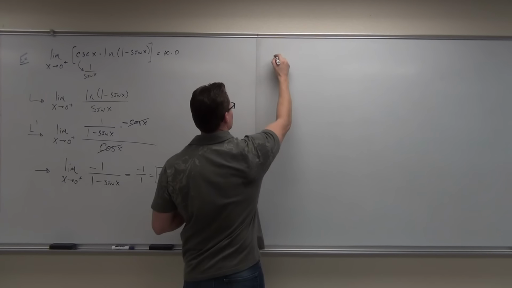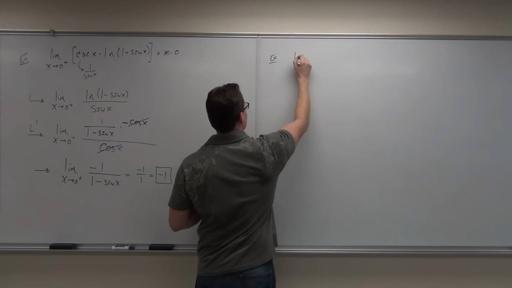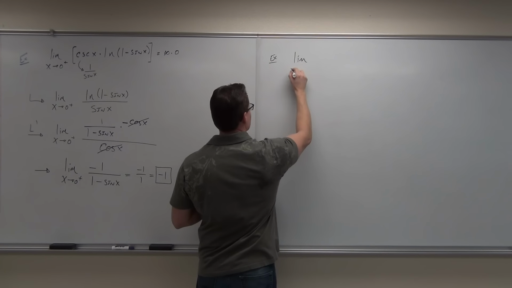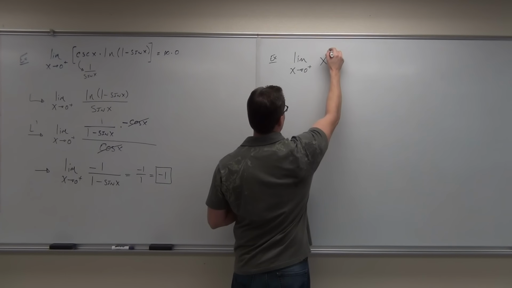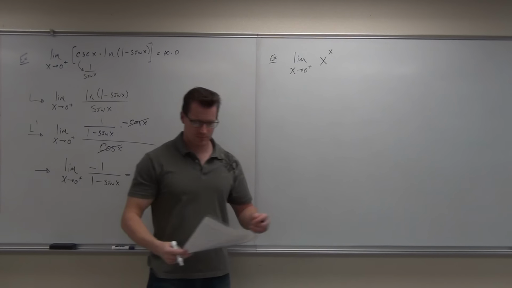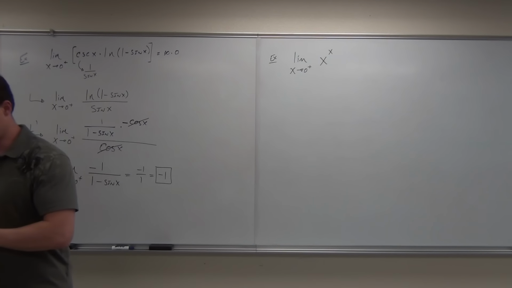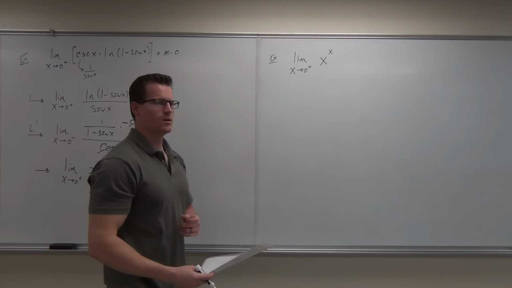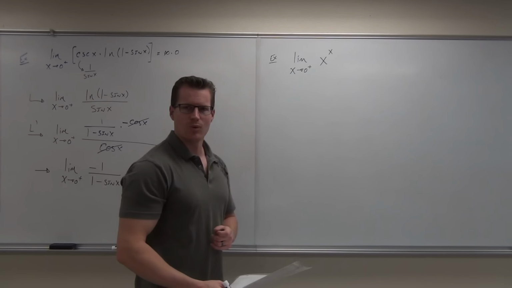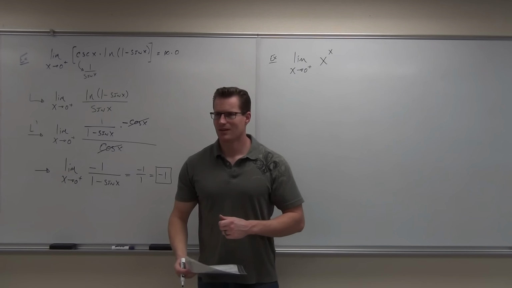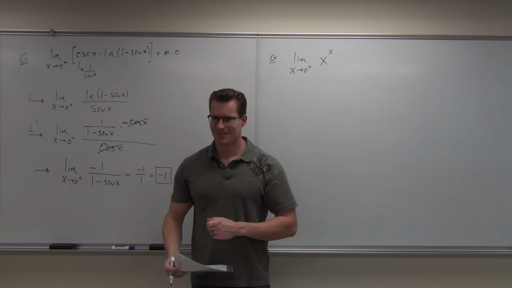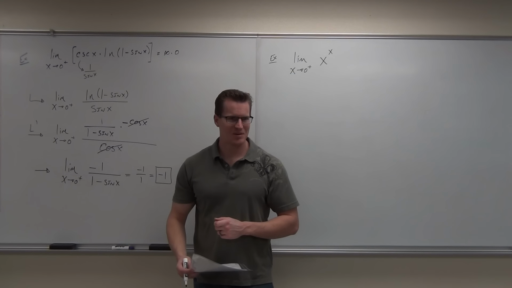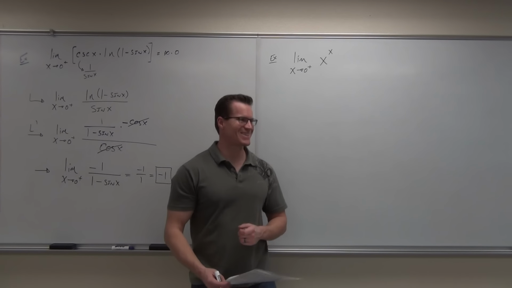What if I asked you to do the limit as x approaches 0 from the right of this? And you go, wait a minute, what now? Where's x going to? 0 to the power of 0. So this is 0 to the power of 0. What is 0 to the 0? It's indeterminate. Ah, it's indeterminate because we don't know.